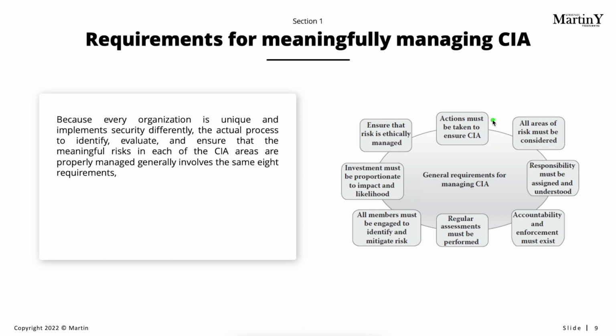The first one states that identifiable actions must be taken to ensure correct, confidential, and available information. The next rule in order to manage CIA properly is that all relevant areas of risk must be considered for any given solution. What this means is that when you're making your plan for defining a solution for potential risks, you should always make sure that all the relevant areas of risk are considered. So all the topics that I mentioned in the previous slide, which were confidentiality, integrity, and availability, should always be considered when we're making decisions.